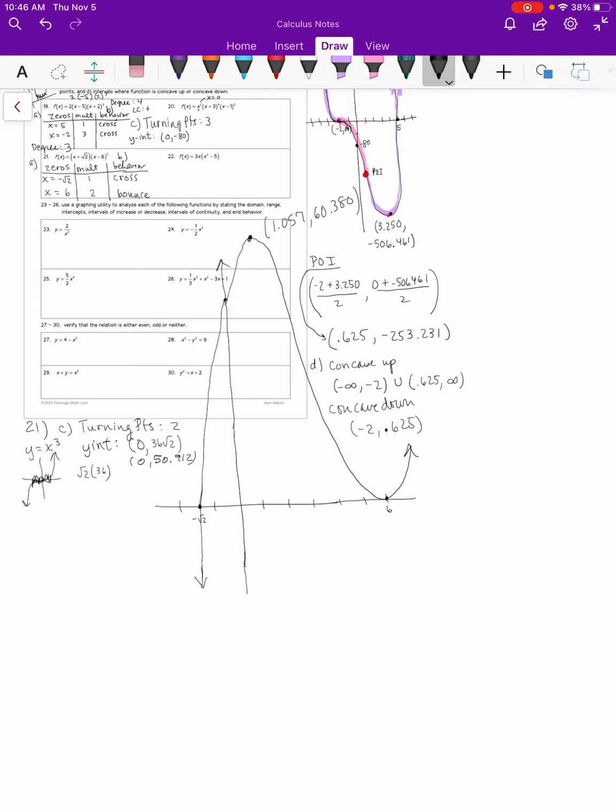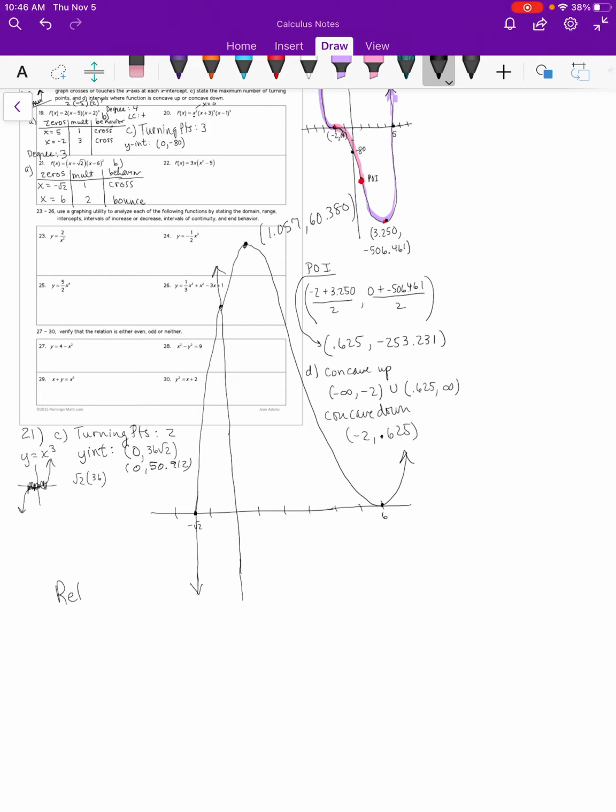And it has a relative min of 0 at x equals 6. So you can see this is your minimum at 6, 0. And it has a relative max of 60.380 at x is approximately 1.057. Okay? So you can see that in between your max and min, that's where your point of inflection is going to be located. And so we're going to calculate that point of inflection.